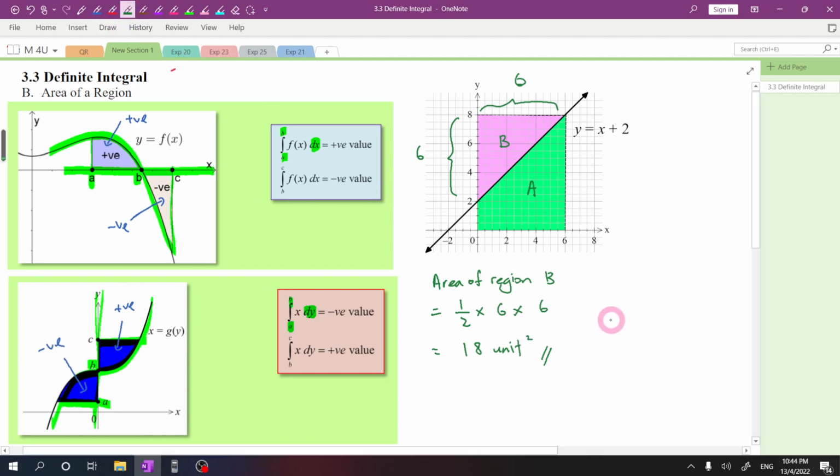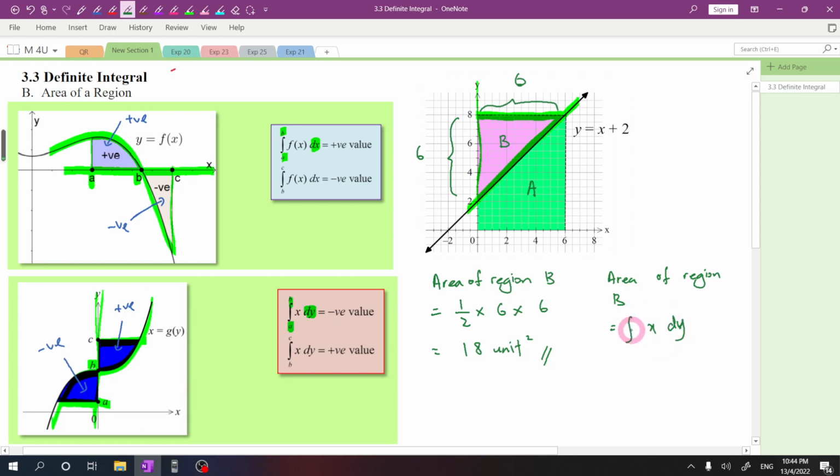Okay, now how about if we use definite integral to help us get the area for this part? A straight line, here another straight line, and the y-axis, right? So which formula do we need to use? Area of region B. Y-axis, dy, x dy. So this is dy.